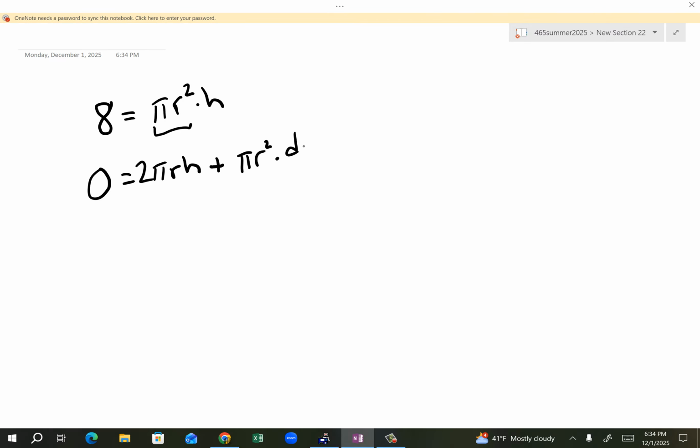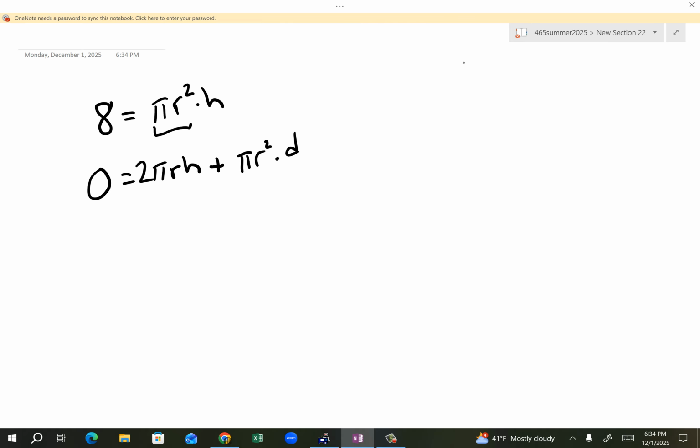So let me do a couple more examples, and then I'll turn you loose, and you can go have some fun. Oh, how about this one? 8 equals pi r squared times h. Whoa. That's hot. Hey, what's the derivative of 8? Well, nothing. And then what's the derivative of this? Well, it's going to be 2 pi r h plus, it's the product rule, pi r squared times d.